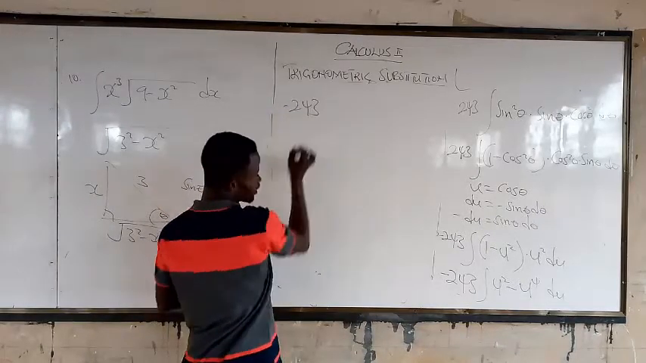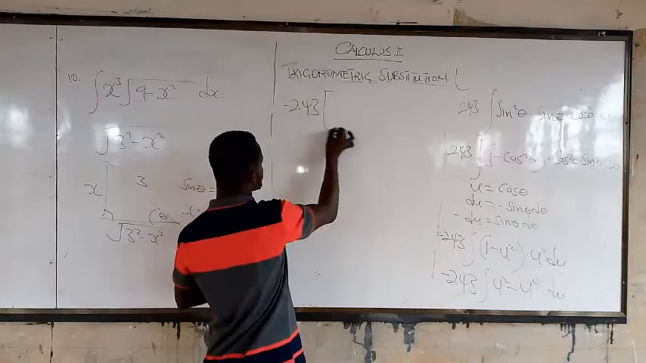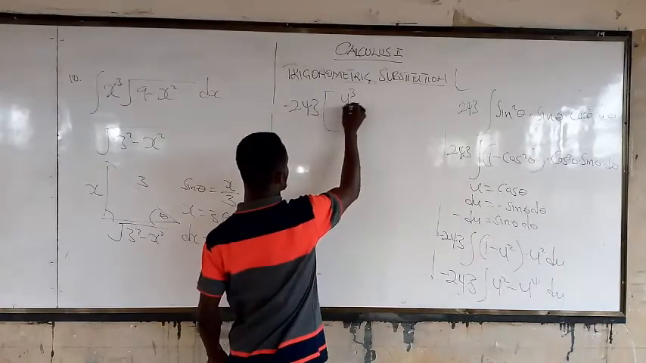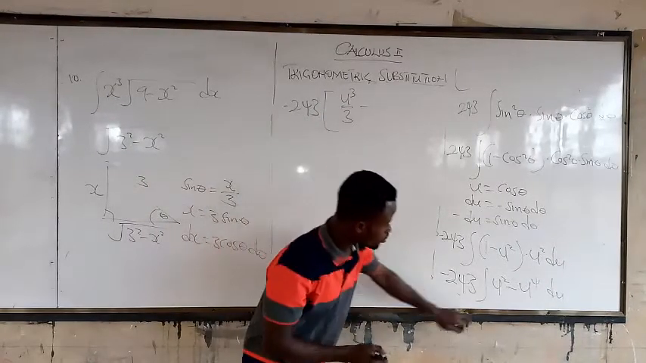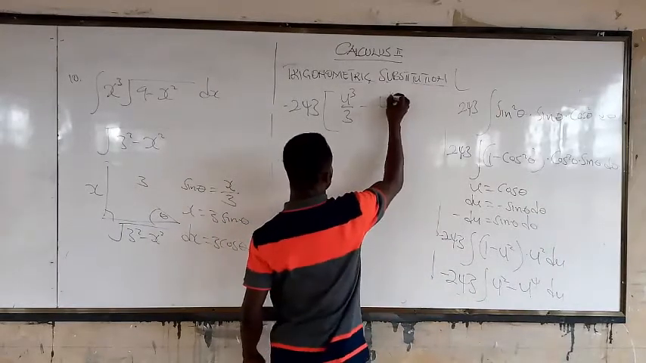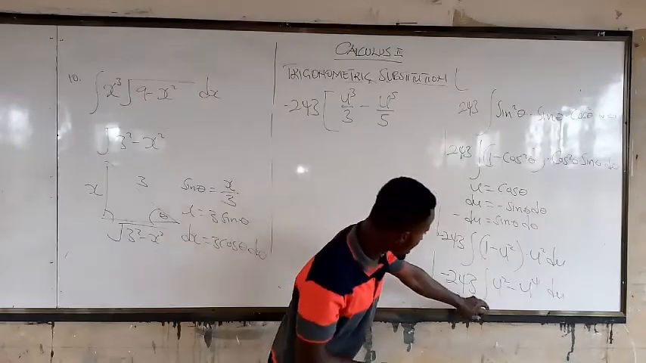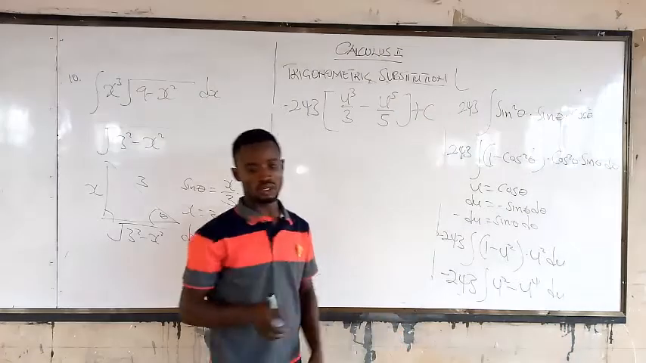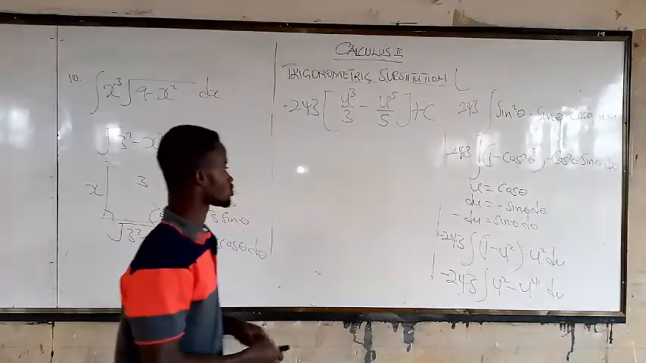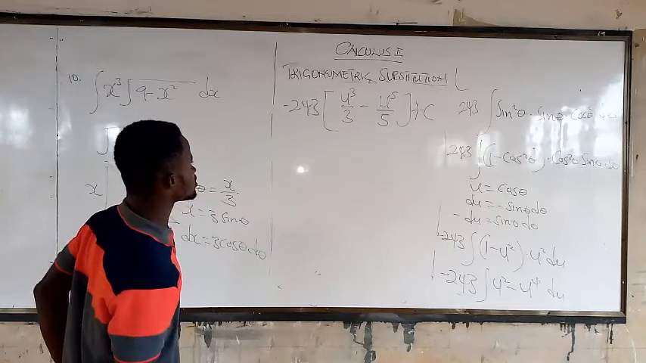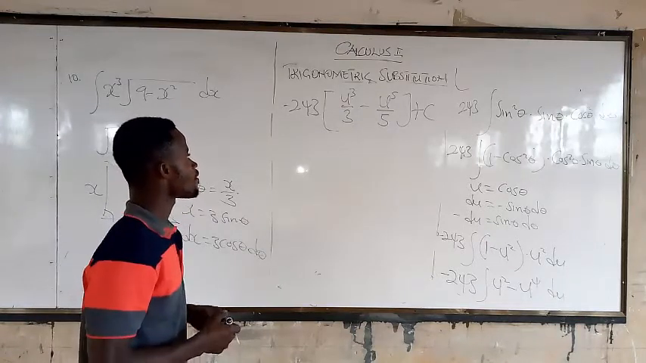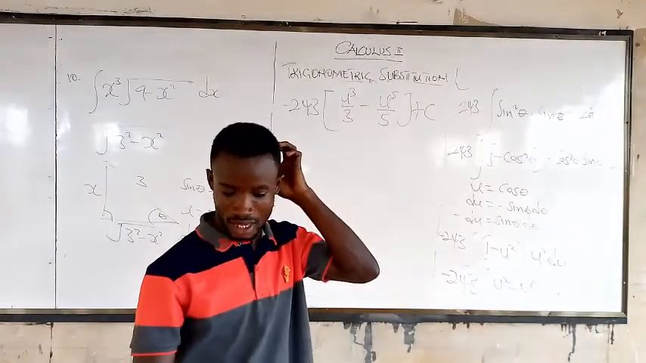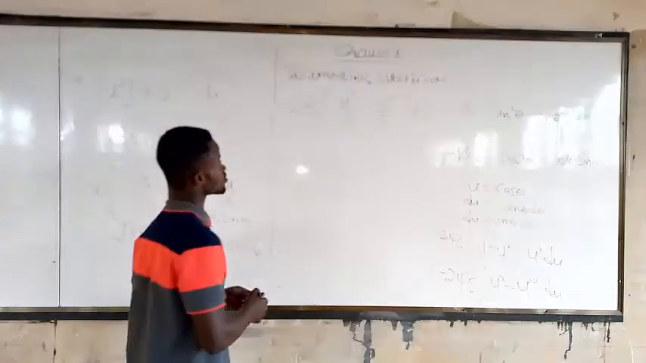Negative 243, the integral of, when you integrate this, you are going to get u to the power 3 over 3 minus, when you integrate this, you get u to the power 5 over 5. Then you add plus c. You add your plus c. So here, very good. We can continue with our algebra, but don't worry.